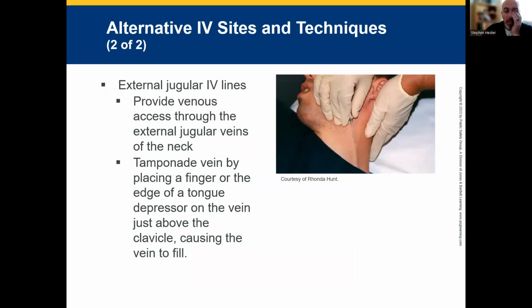All right, IJs or EJs are also another access point right there at the neck. Usually they're very large. If you have somebody that doesn't have any peripheral access and you need to get access quickly, I probably wouldn't recommend this on an alert-oriented patient. Basically, you just tilt the patient's head to one side or the other, and those EJs should pop out.